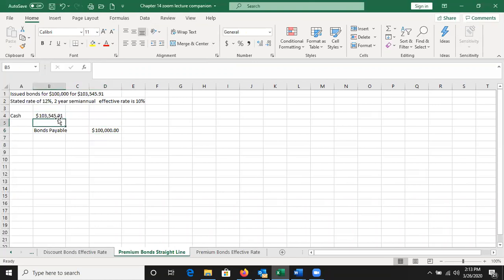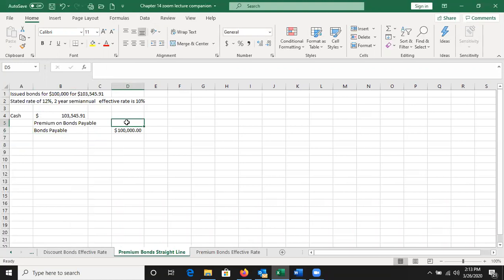When you receive cash greater than the bonds payable, when your interest rate, the coupon rate, the stated rate, is greater than the market rate and you have a premium, so you're receiving more than the worth, you credit premium on bonds payable instead of discount on bonds payable. It's basically the inverse contra liability account, and you credit it for the difference. So 103,545 minus 100,000, we're going to credit it for $3,545.91.